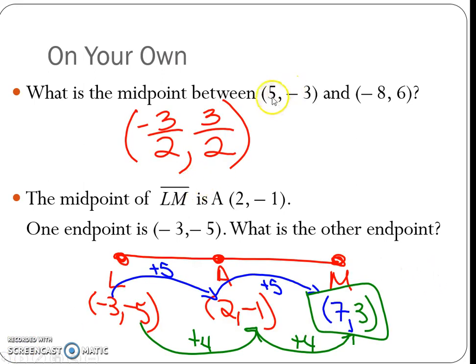Let's go over the answers. What I did is 5 plus negative 8 divided by 2, which is negative 3 over 2. Negative 3 plus 6 divided by 2 is 3 over 2. So that's the midpoint between these 2 points. I drew a segment LM, and A is right in the middle. So I labeled it with L (-3, -5), A (2, -1), and I saw the relationship. From negative 3 to positive 2, I add 5. So I just add 5 to 2, that's 7. From negative 5 to negative 1, you add 4. So I did the same thing: negative 1 plus 4 is positive 3. So the answer for the second problem, M, is (7, 3).